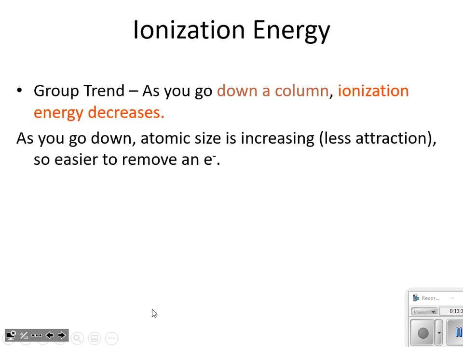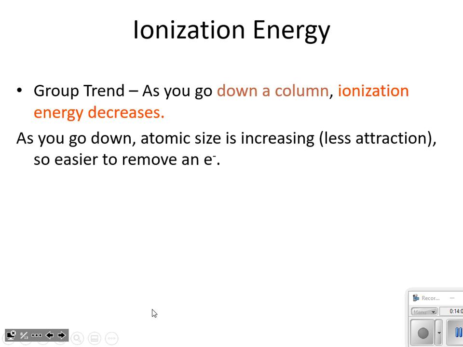Therefore, we're getting further and further away from the nucleus, right? As we increase, we get further and further away from the nucleus. That means that there's going to be less of an attraction between the electrons. Think about a magnet. If I've got a plus N and a minus N, and I've got them real close together, they're going to be attracted, right? If I pull them further and further apart, it's going to be easier just to grab that magnet away, right? Well, that's the same thing with these electrons and these protons.